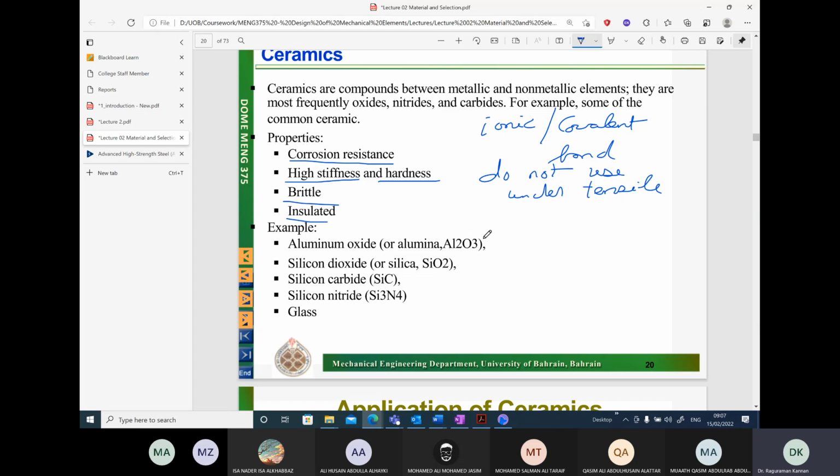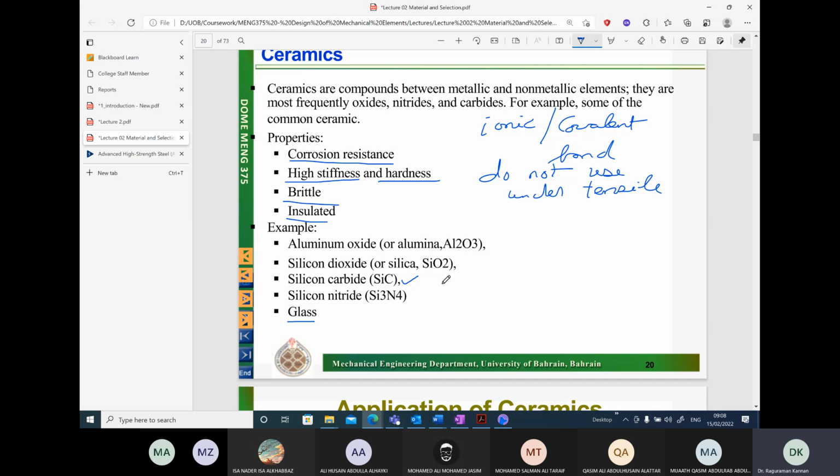Some examples: alumina, silicon dioxide. So these are some ceramic materials. Now, if you take silicon carbide, this is also a ceramic material, but it has very high strength and very high hardness. And therefore, it is used as a tool material, cutting tools for metals. Okay, so if you take your cutting tool in lathe, it's usually made out of silicon carbide or silicon nitride. All these materials are cutting tool materials.